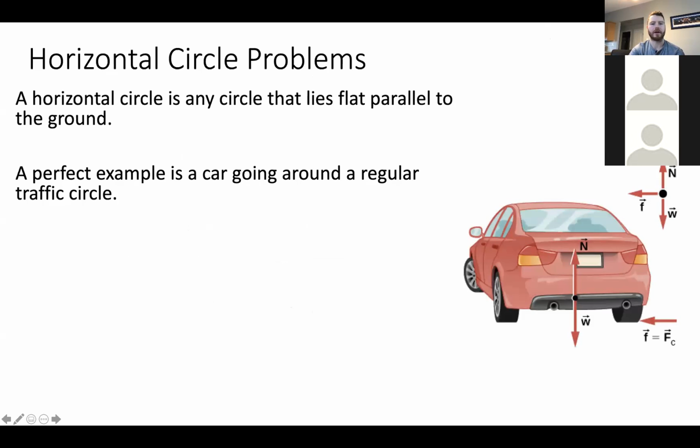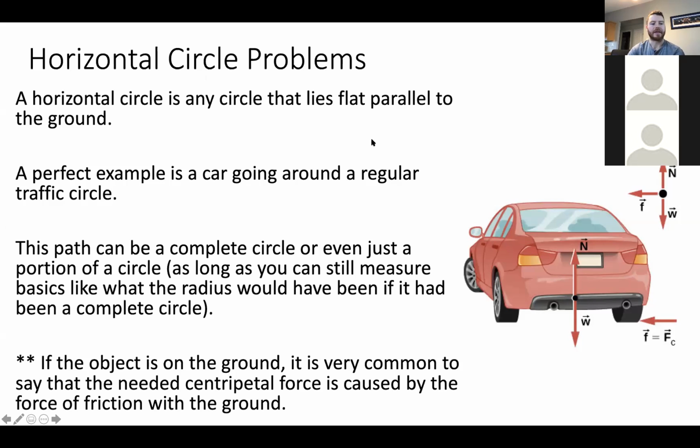For horizontal circle problems, we'll start with those. A horizontal circle is any circle that lies flat and parallel to the ground. A car going around a traffic circle is a great example of a horizontal circle problem. The path of a horizontal circle can be a complete circle or even just a portion of a circle. It can be a race car driver going around in constant laps, or it can just be a car making a 90-degree turn. It doesn't have to be a complete circle.